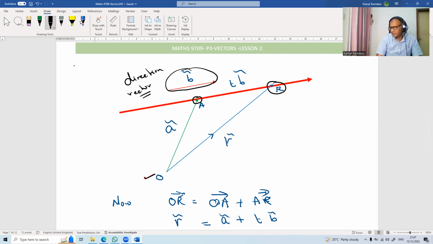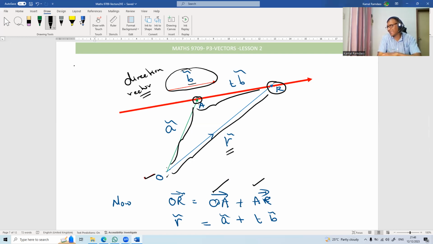And the displacement vector of R is R bar, or OR. OR, if we look carefully, goes from here to here: vector OA plus vector AR. But vector AR is parallel to the direction vector B bar, so there is a scalar factor, we call it T. OK? Scalar factor T times B bar.